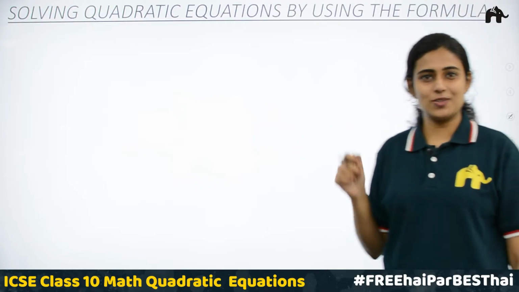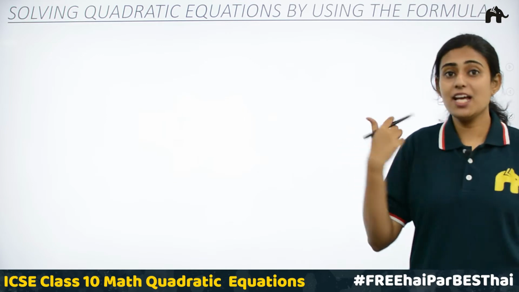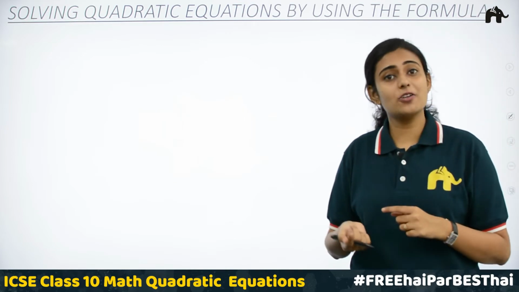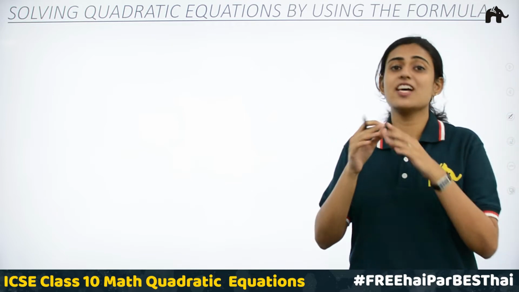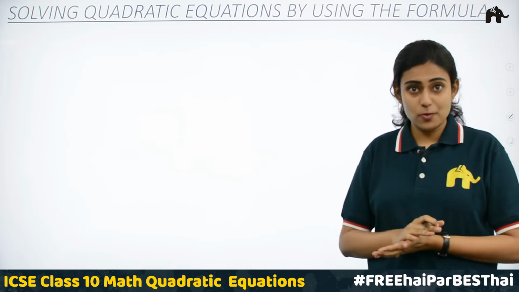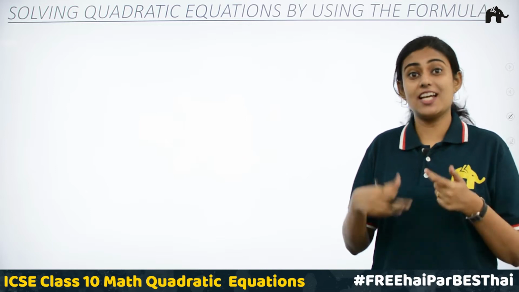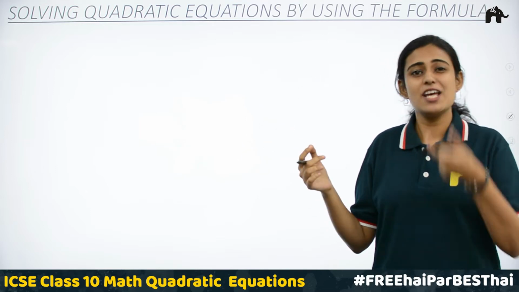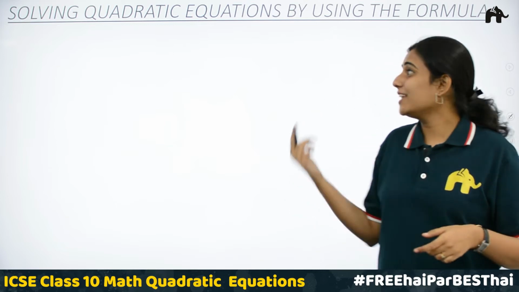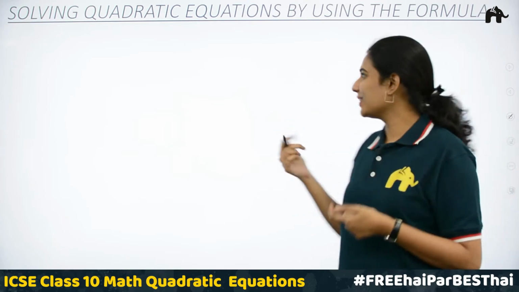Solving quadratic equations using a formula. In our previous class, we studied how to solve quadratic equations using the factorization method. We find the factors, split the middle term, use the zero product rule and find the answer, that is, the solution of the quadratic equation. We have a very simple method here. Just by studying a formula, we can solve the questions.